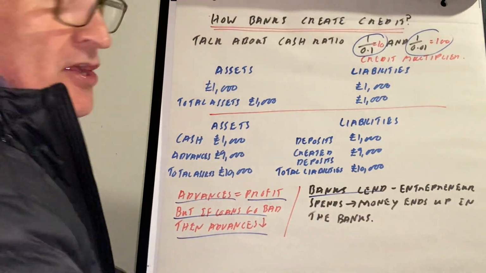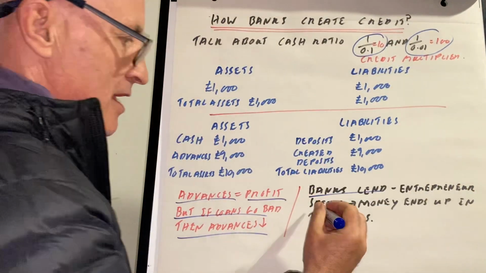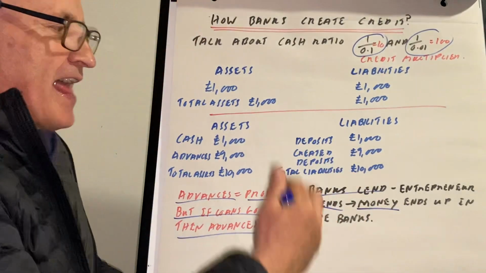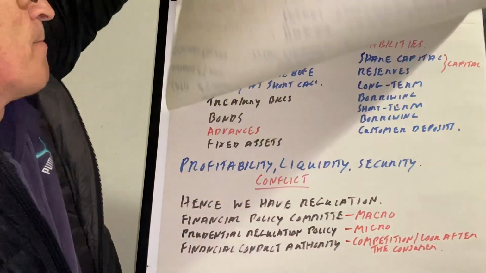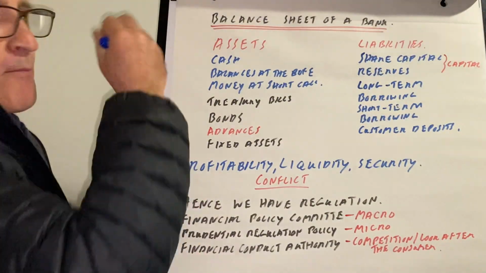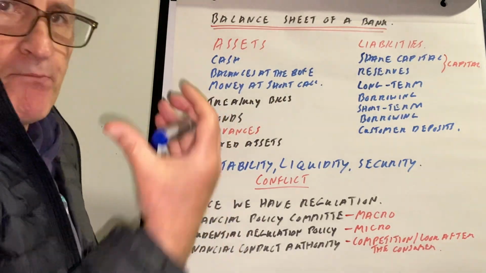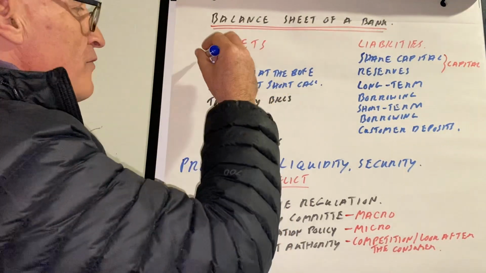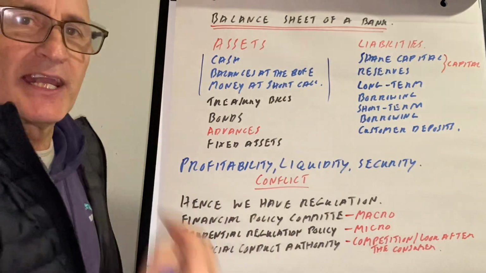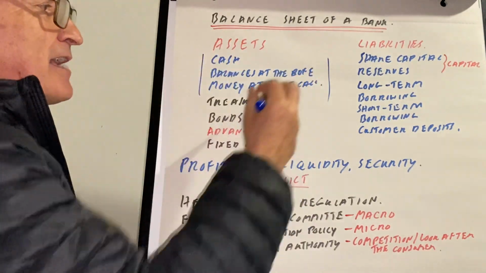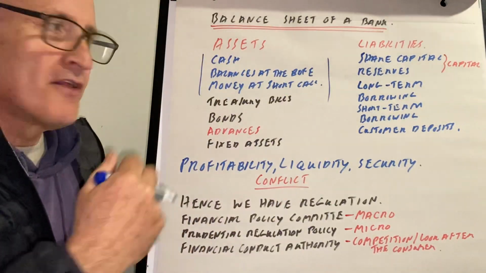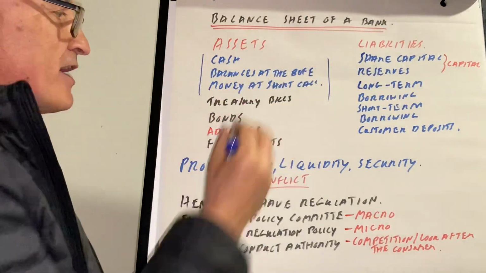Banks lend money, the entrepreneur gets the money, then spends the money. Remember, that money that's spent will then end up back in the system. Okay, the balance sheet of a bank. So now we're looking big time. Cash: all of this here is liquid amounts of money. Cash, balance at the Bank of England, money at short call. This will earn a very, very small rate of interest.